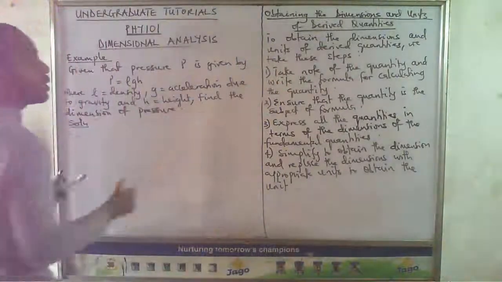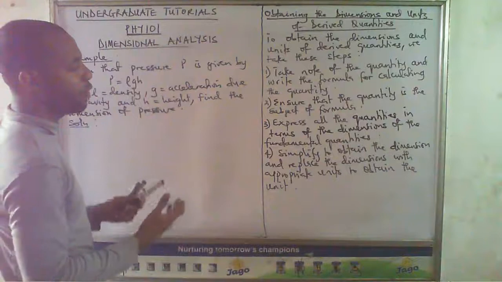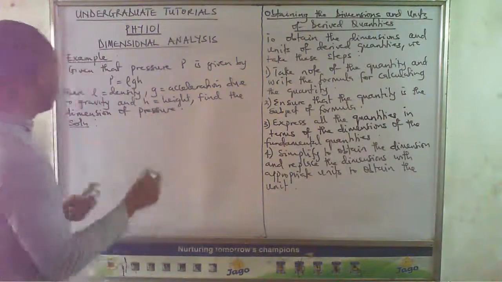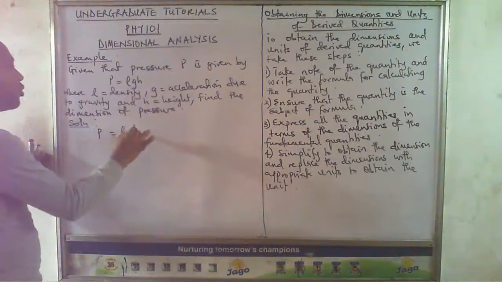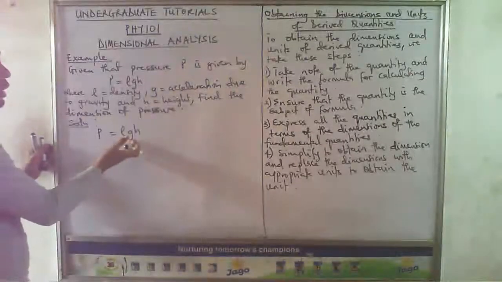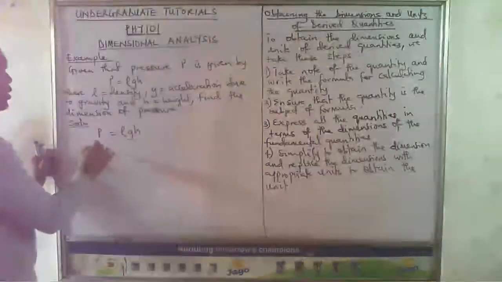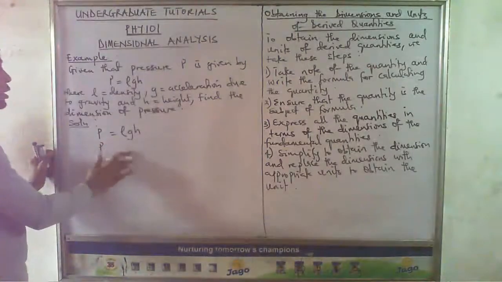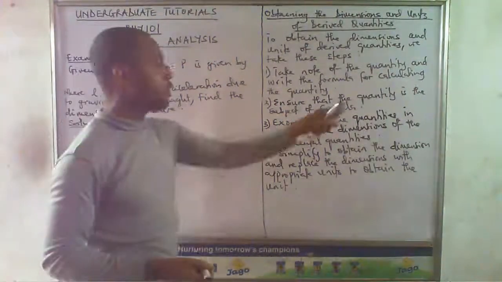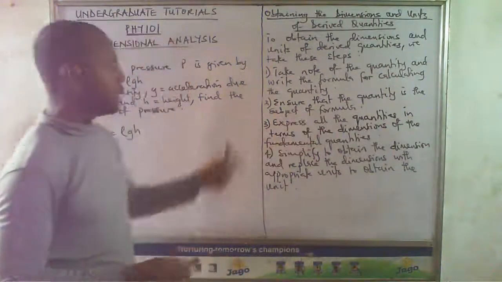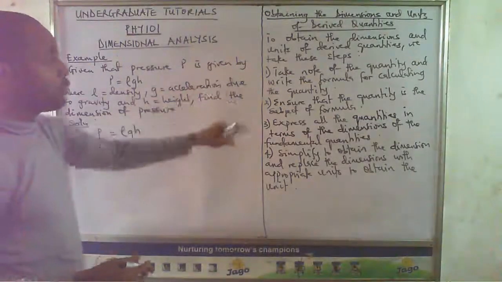If we are following our steps, take note of the quantity and write the formula for calculating the quantity. So pressure, the formula here given to us is rho g h, density times acceleration due to gravity times height. Ensure that the quantity is the subject of the formula in that expression. Here, pressure is the subject of formula. So steps 1 and 2 are covered.